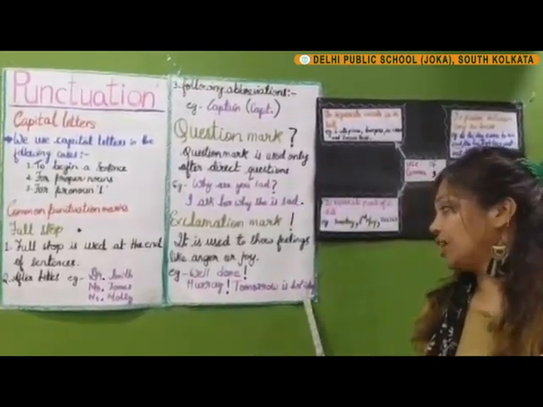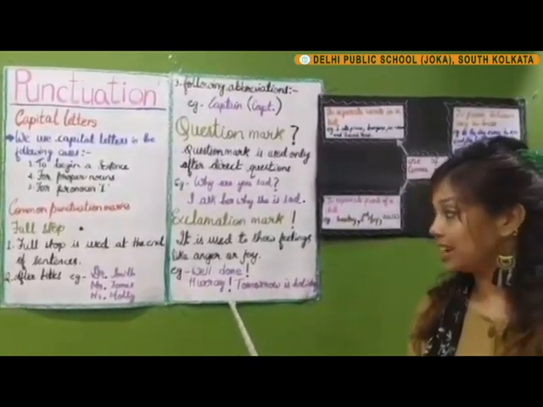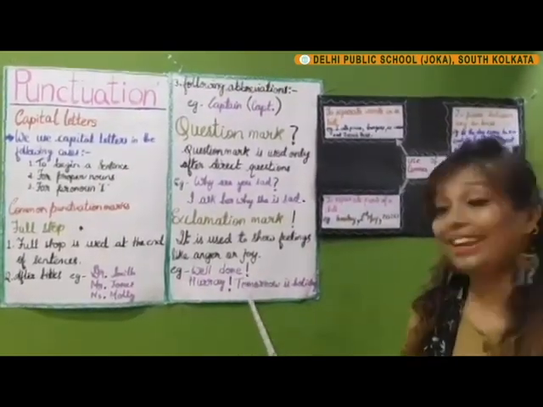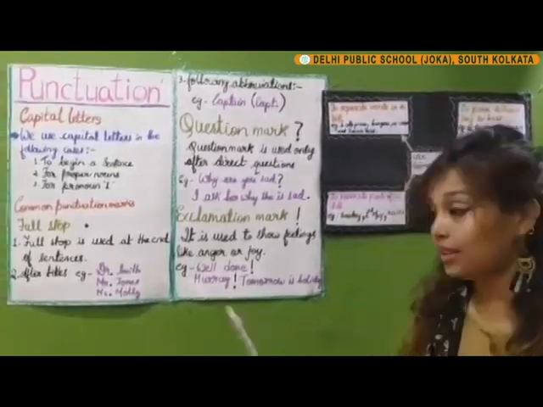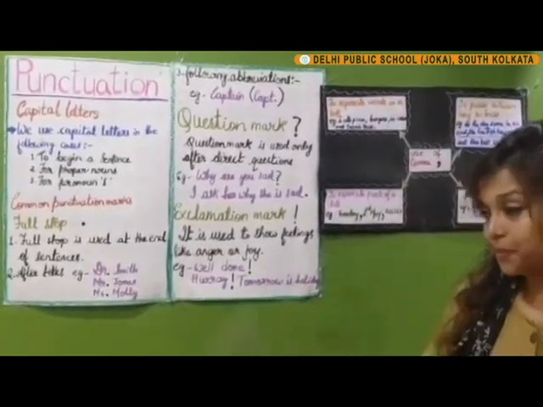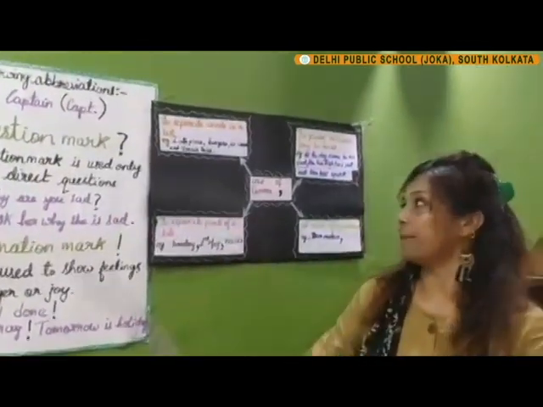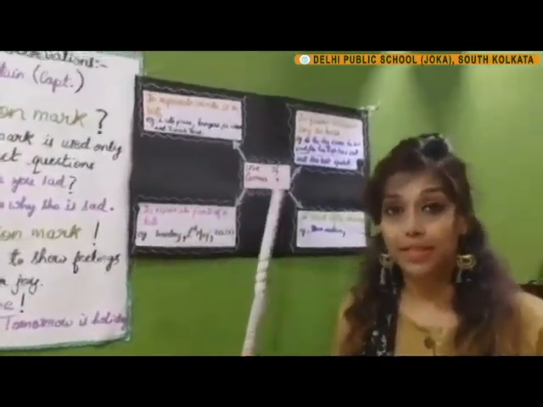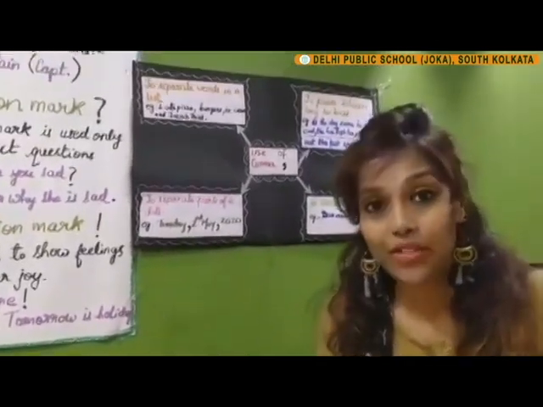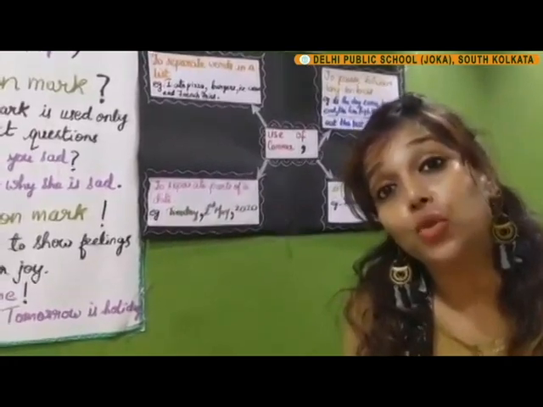Tomorrow is a holiday. Now, one very important thing that I'd like to tell you here is after exclamation mark, you begin with a capital letter. That is why, see, I have written the T in capital. Okay? Now, moving on to my next topic. My next topic is comma. This is also a very important punctuation mark, and children tend to get confused where to use comma.